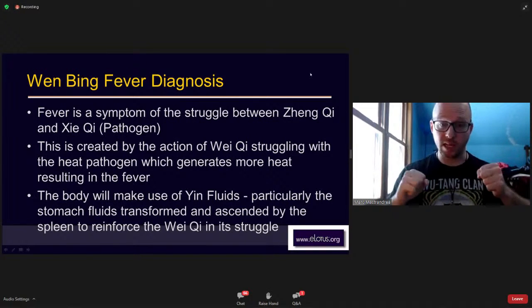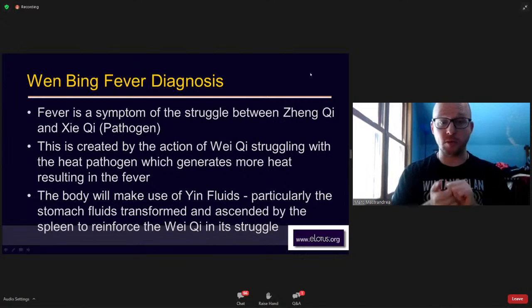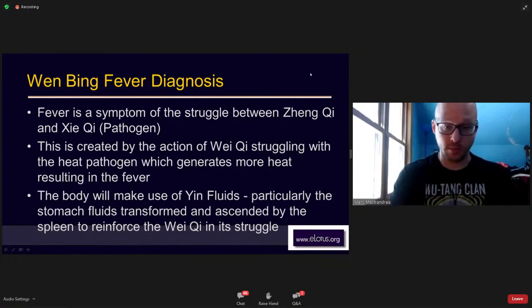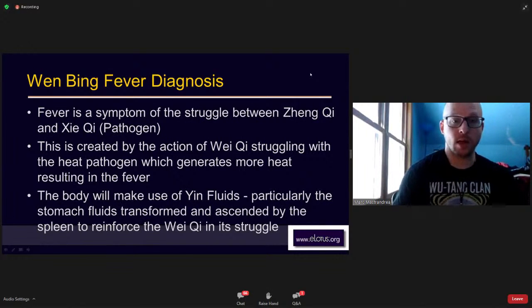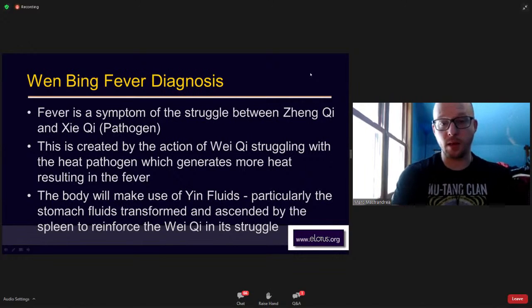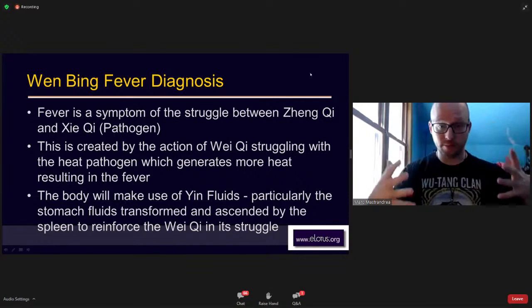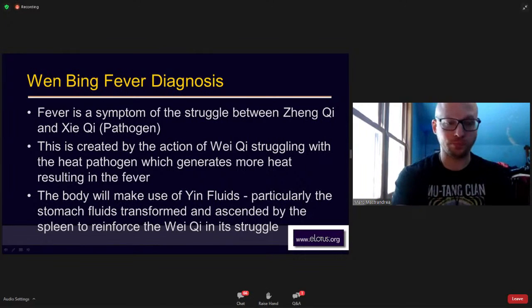And then ultimately it can burn through yin fluids, right? Particularly those which are ascended by the stomach, right? It can injure the stomach. When this heat enters the qi layer, it can enter yang ming, and it can burn through the fluids in yang ming, creating more fever, higher fever, and the inability to push this out.